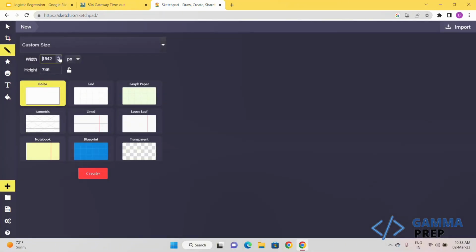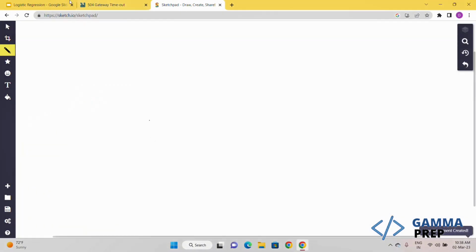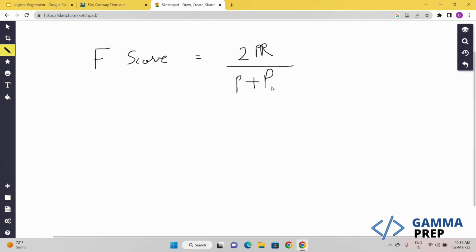Let me increase the size width. So basically, F score means the harmonic mean of precision and recall. So 2PR: 2 into precision into recall by precision plus recall. This is what our F score is.